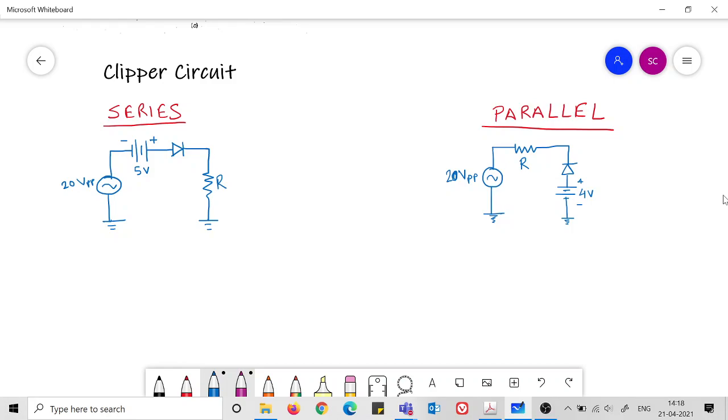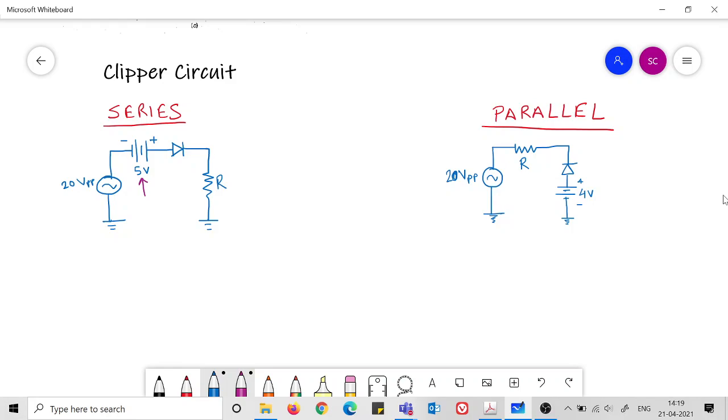And there is an additional DC voltage which can be present in a circuit or may also be absent. If it is absent, you can understand that this becomes a half wave rectifier. If this 5 volt was 0, basically if this battery was absent, this would have become a half wave rectifier. So a half wave rectifier is also a clipper circuit.